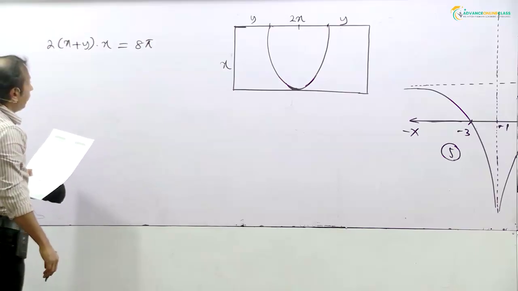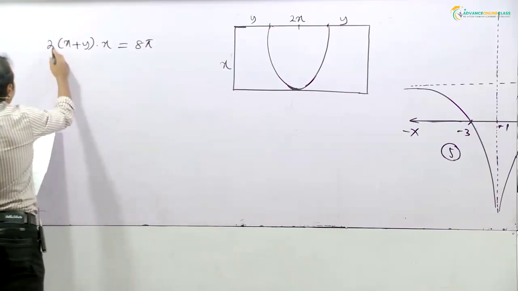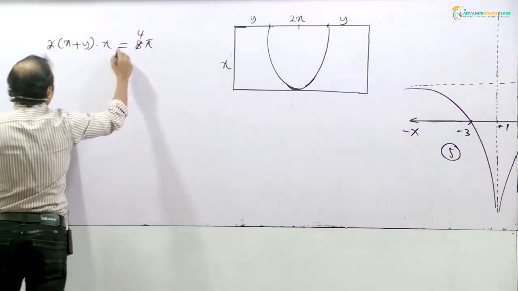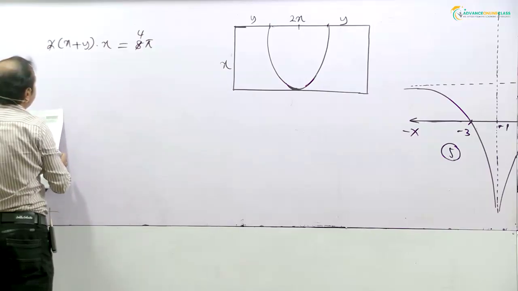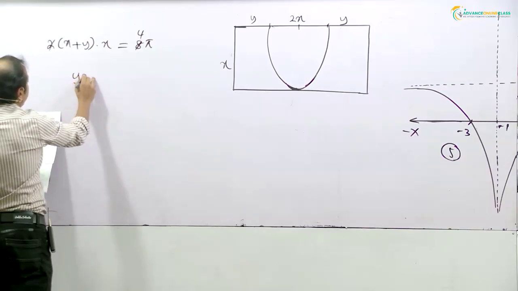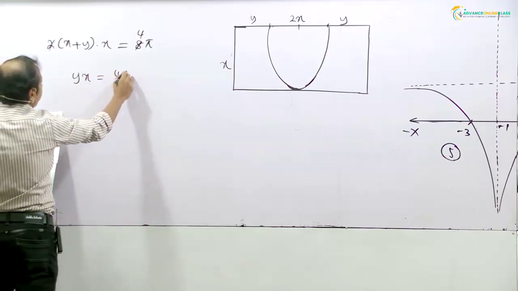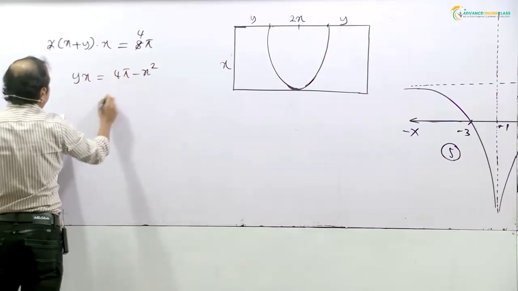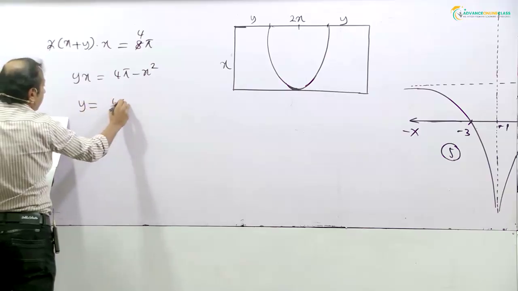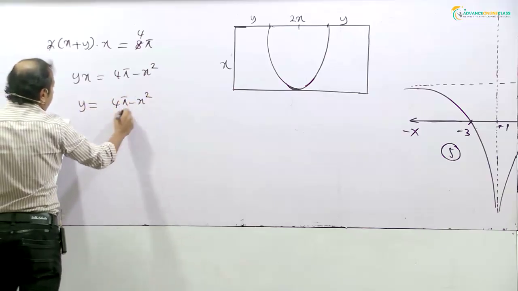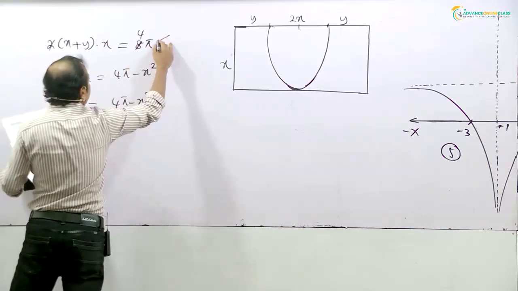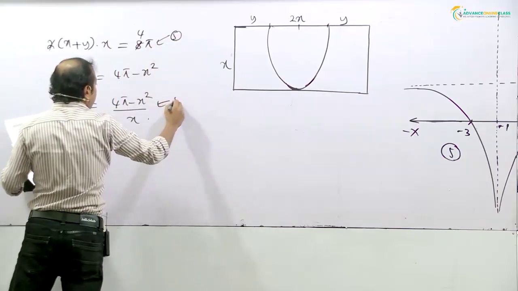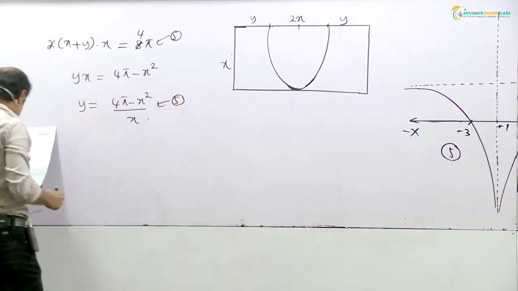Right. Here cancel down this 4, and make y the subject. y equals (4π minus x squared) over x. For this, 5 marks come in.